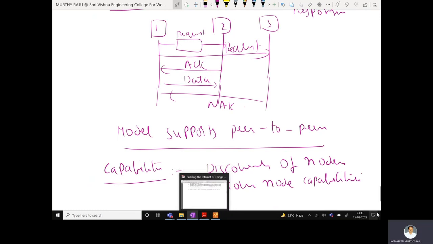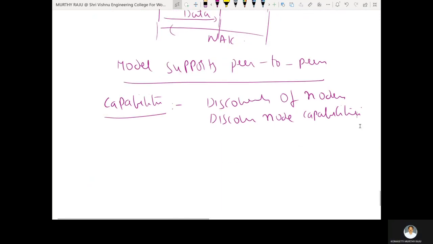Next, security. Strong encryption is very, very important. Mutual authentication, protection against replay attacks. Convert the original data into another form. That is called security.